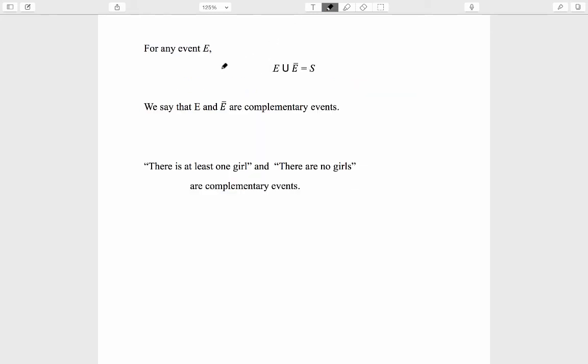It makes sense if you think about it, that for any event E in any experiment, E union its complement equals everything, equals the entire sample space. That is to say that every outcome in the experiment lives in E or in E complement. We don't even need to say or both, because nothing can live in both E and its complement. We say that E and E complement are complementary events. So for example, there is at least one girl and there are no girls are complementary events. Either this happens or the other one happens. Not both, but one of them has to occur.